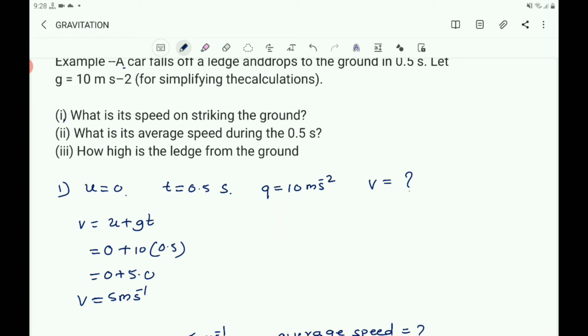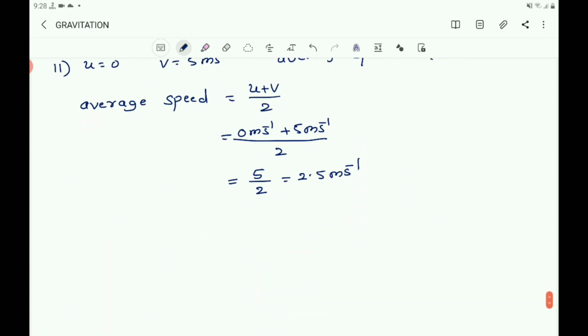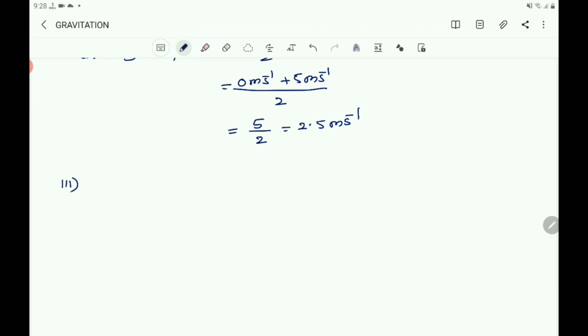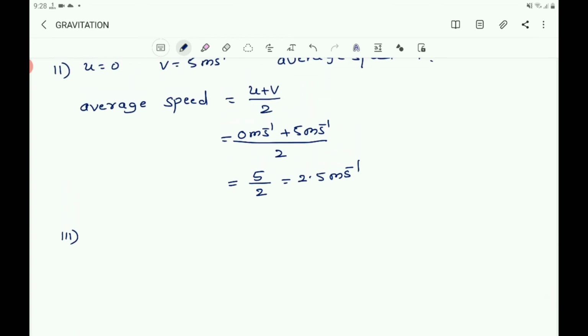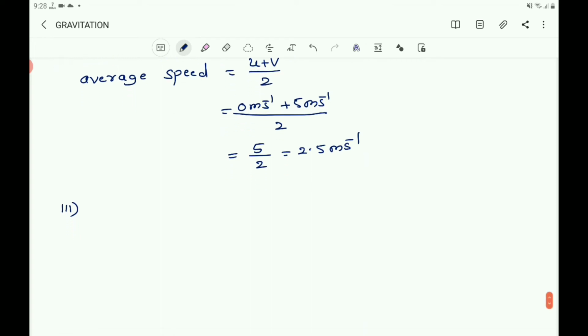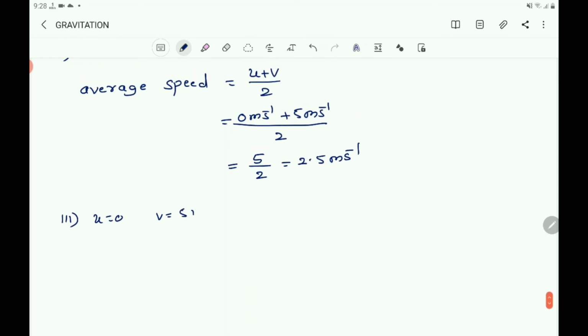The third one is, how high is the ledge from the ground? How high means we have to find the height of the ledge from the ground. So you take the third one, h you have to find out. Then you write which formula we have to use. We use s equals ut plus half at square, that is h equals ut plus half gt square. So u equals 0, v equals 5 ms to the power of minus 1, t is time, 0.5 second, and g, acceleration due to gravity, is 10 ms to the power of minus 2, that is given. We have to find the height of the ledge from the ground, h equals question mark.